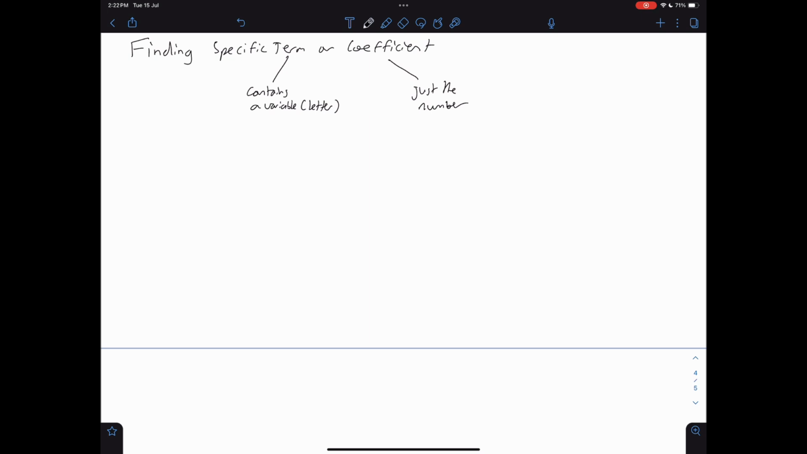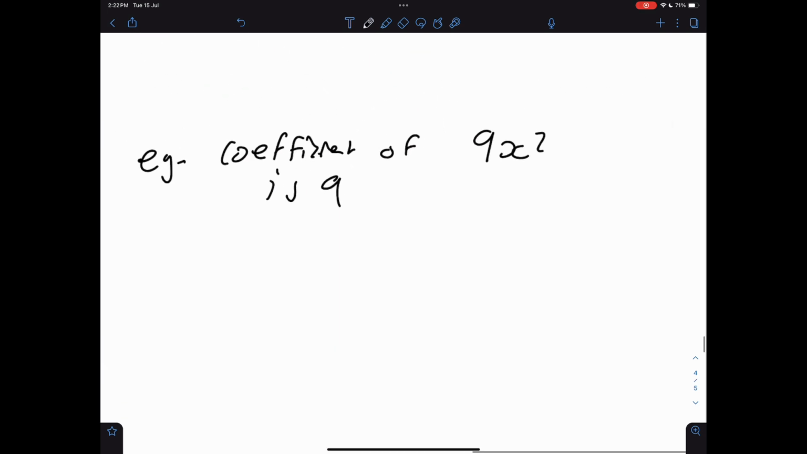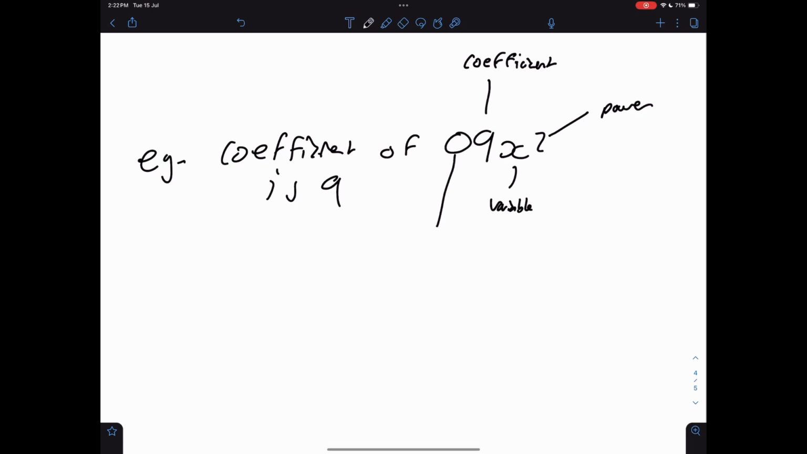So say the coefficient of 9x squared is 9. So the 9 is the coefficient, the x is the variable, and the 2 is the power.